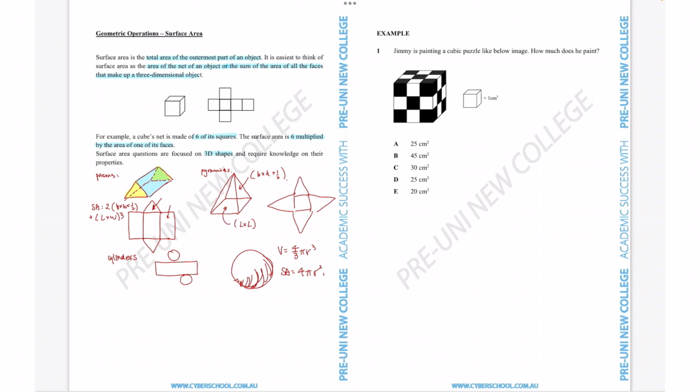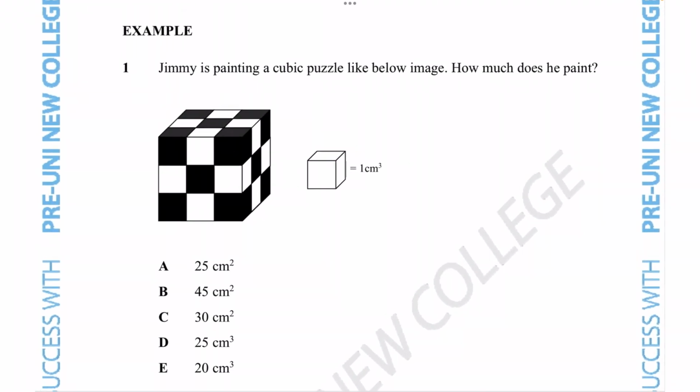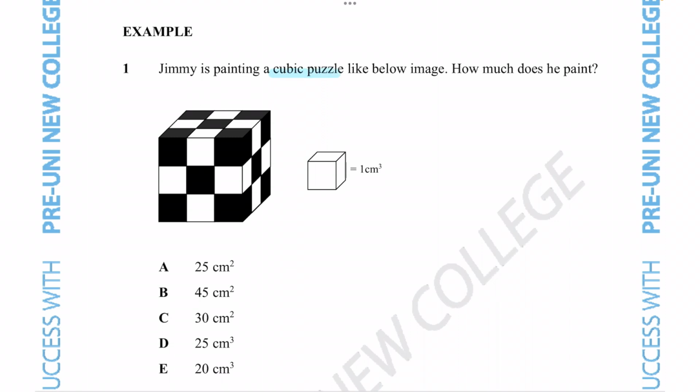So let's take a look at this example question here. Here we see Jimmy is painting a cubic puzzle like the below image. We need to figure out how much he actually paints. Based on the diagram, we can assume that the puzzle is made out of these unit cubes, and a unit cube just means that all 3 of its dimensions are 1 centimeter long, to give us the total volume of 1 centimeter cubed. That makes the question a bit easier to deal with since we don't have to do as many calculations, since everything is just 1.